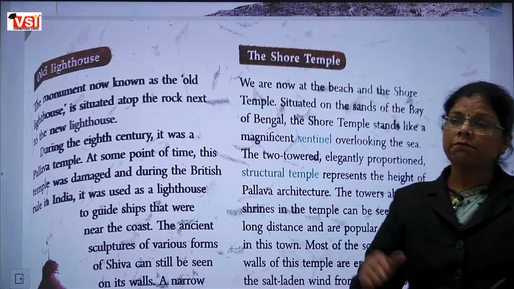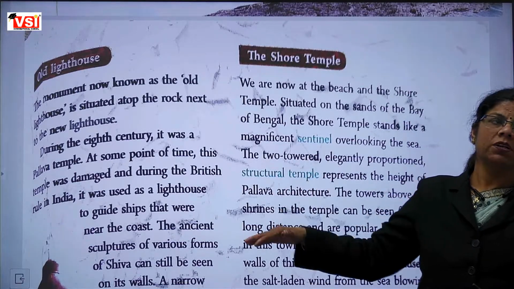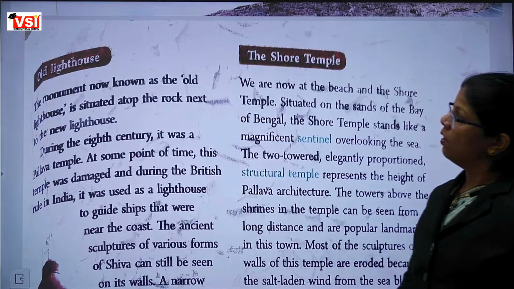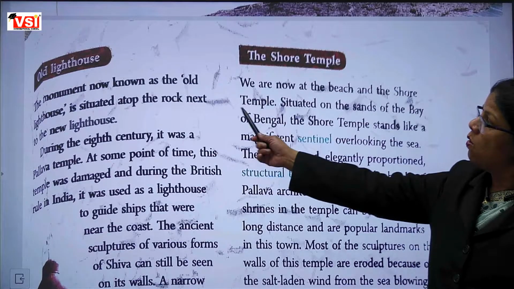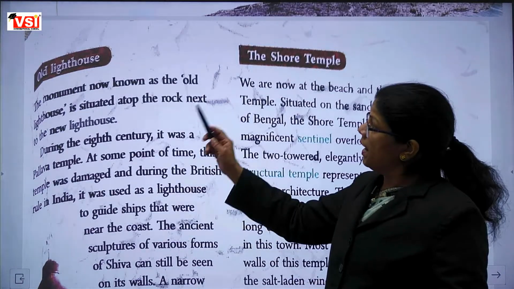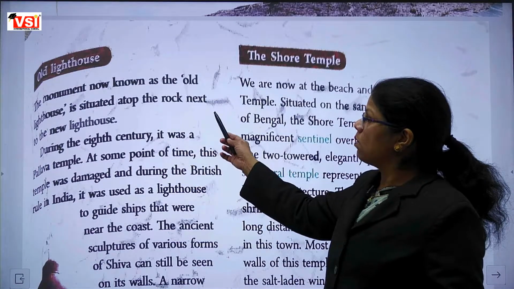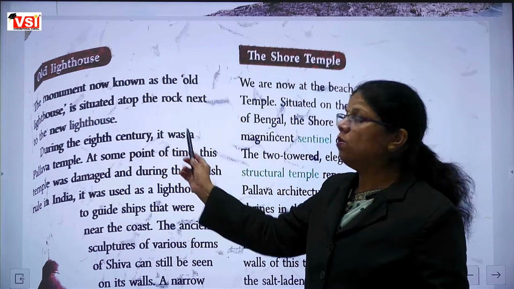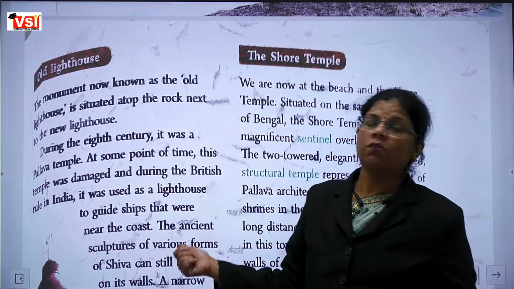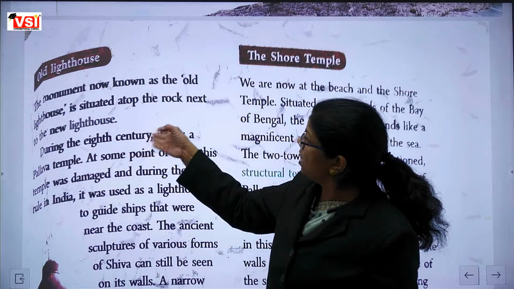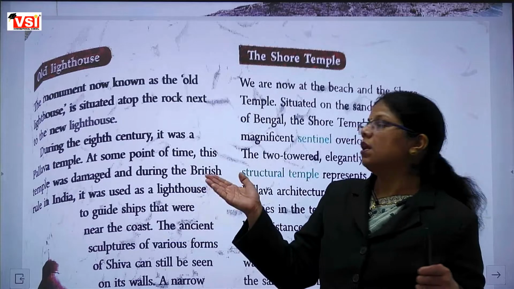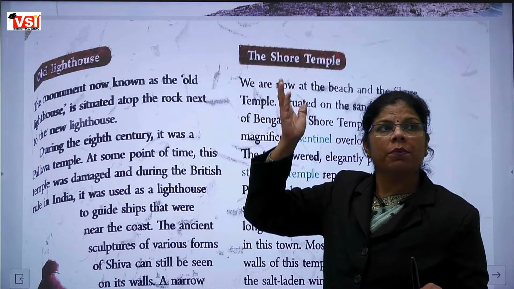After the five Rathas temples, we are coming to the next sculpture, and the name of the next sculpture is Old Lighthouse. This monument, now called the Old Lighthouse, is situated atop the rock next to the new lighthouse. It means this is called the Old Lighthouse, and one new lighthouse is also made, and it is situated atop the rock. जो न्यू लाइट हाउस है उसके पास जो ऊपर रॉक पर बना हुआ ओल्ड लाइट हाउस है.